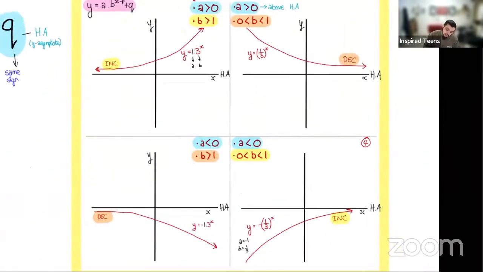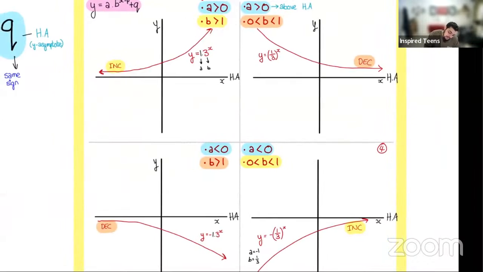So you'll notice that it swaps, right? When B is greater than 1 above, it's increasing. But when it's between 0 and 1 below, it's increasing. When B is between 0 and 1 above, it's decreasing. In order for it to decrease at the bottom, it needs to be greater than 1.